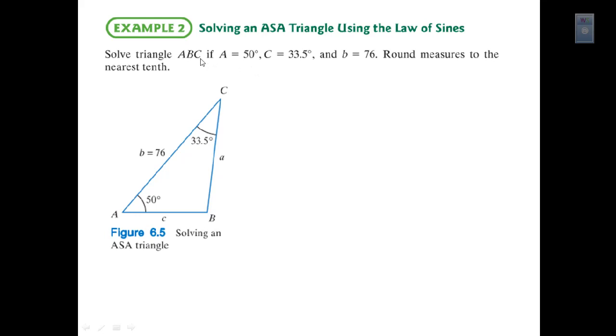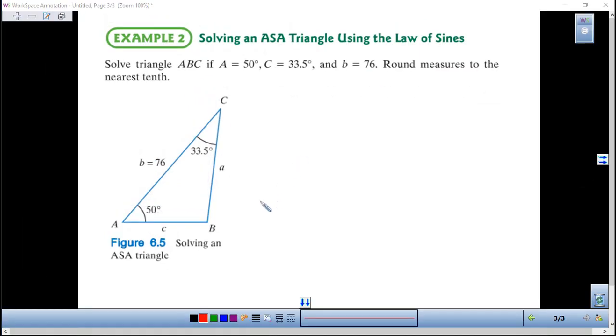Alright, so triangle ABC has A is 50, C is 35.5, and B is 76. And we're going to round our answers to the nearest 10th. Once again, what you want to look for is, first, do we have a set of angle and side with the same letter? In this case we don't. We have A is 50 degrees, but we don't know side A. We know C is 35.5, but we don't know side C.